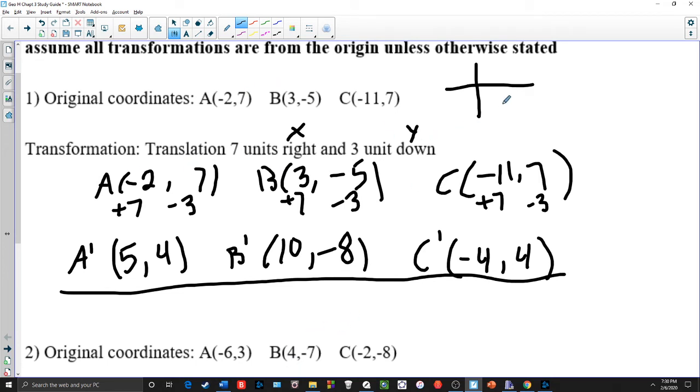So for translations, again, remember that right is a positive x, left is a negative x, up is a positive y, down is a negative y. So pay attention to not only the number, but what direction you're moving, and make sure that you apply it to the right coordinate. So 7 units right means add 7 to the x's, 3 units down means subtract 3 to the y's. And just do the same thing to each point.